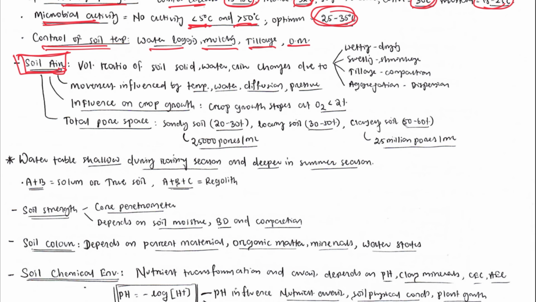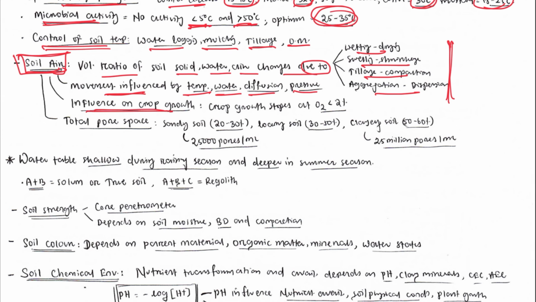The volume ratio of soil solid, water, and air changes due to wetting and drying, swelling and shrinkage, tillage and compaction, and aggregation and dispersion. These are the factors by which the air to soil solid ratio changes. The movement of soil air is influenced by temperature, water diffusion, and pressure.